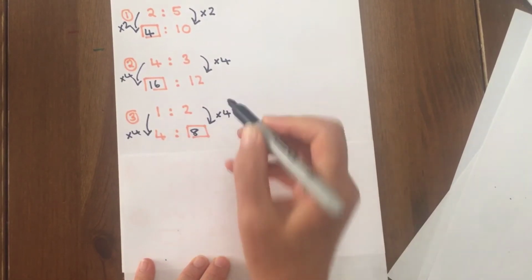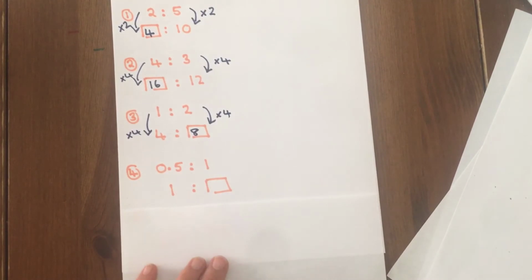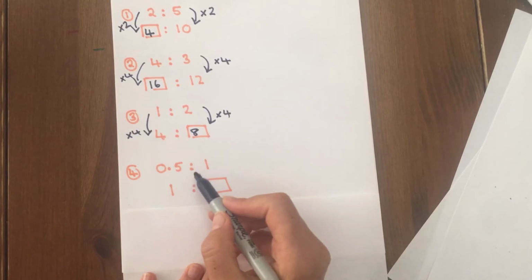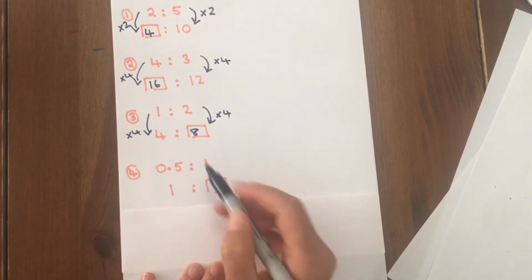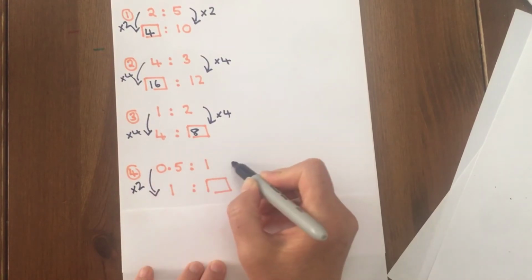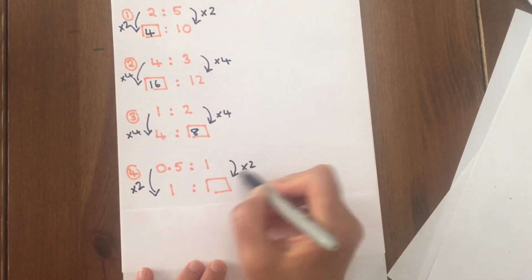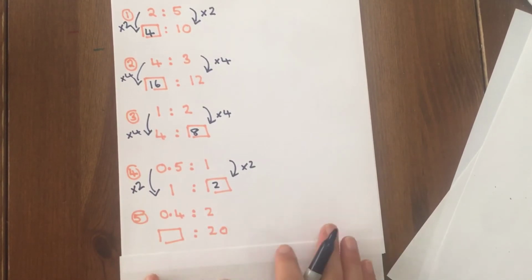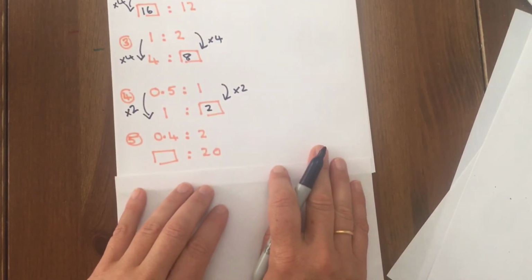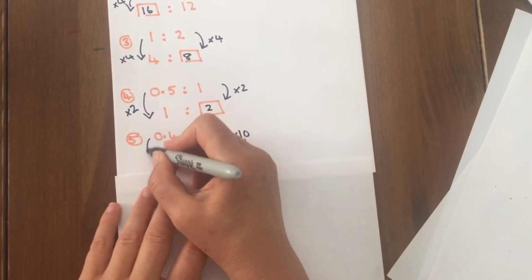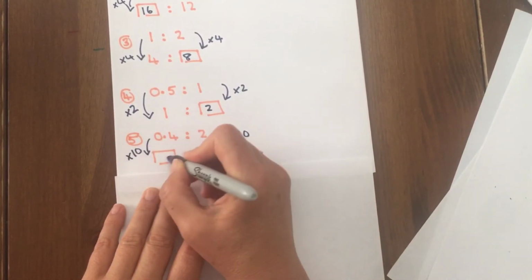My answer is 8. Oh, and now I've got a decimal. I can't have a decimal in a ratio. I would always make it whole numbers. So I times a half by 2 to get 1. So I have to double this one. I've doubled both sides. Okay, and the last one, 2 times 10 is 20. So times by 10, I get 4.